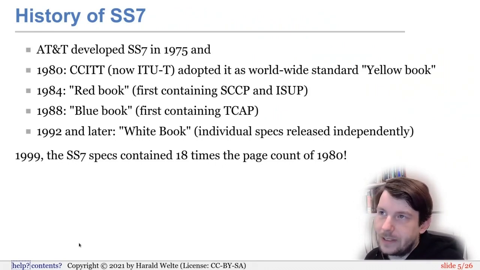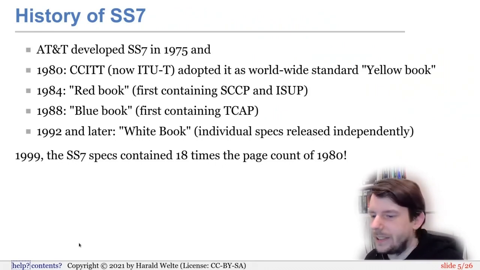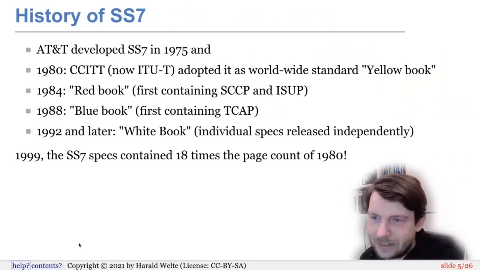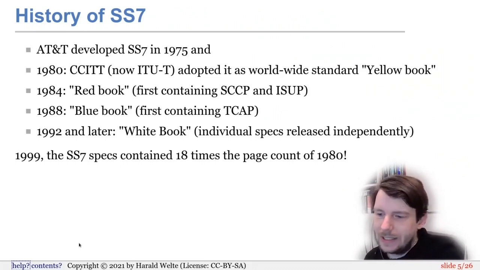And every 4 years, all the standards have been revised and published as another book with another color. So there was the Red Book in 1984 and the Blue Book in 1988. And then from 92 onwards, all the specs have been separated into separate specification documents. So it's not just one book released every 4 years, but every individual spec is released whenever they feel like there's a new release to be made for this specific document.